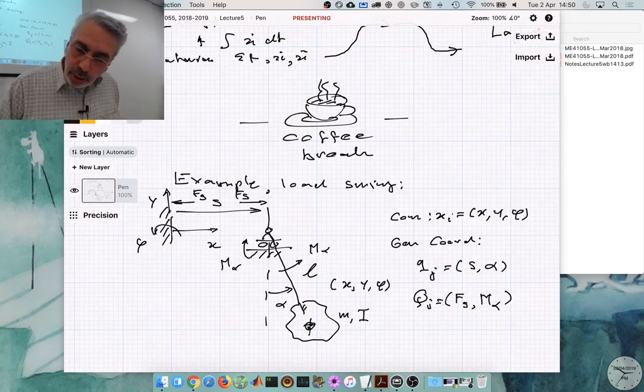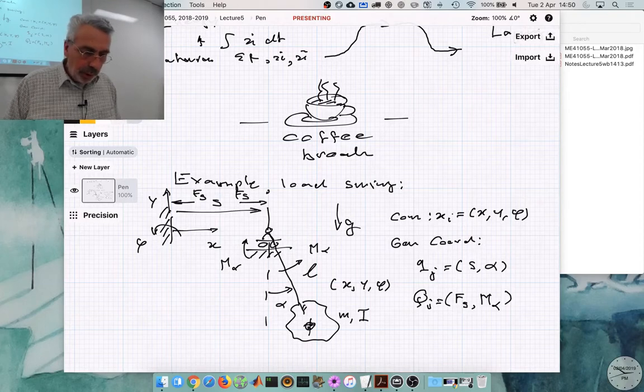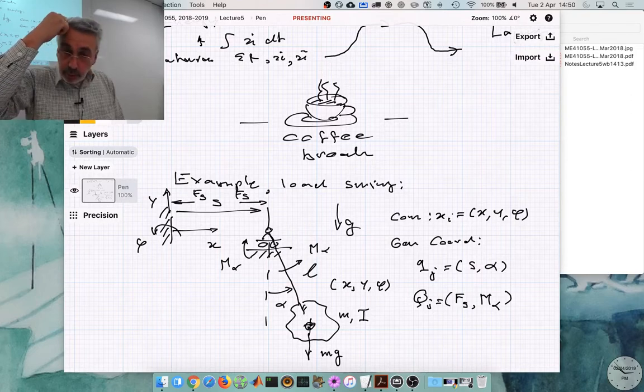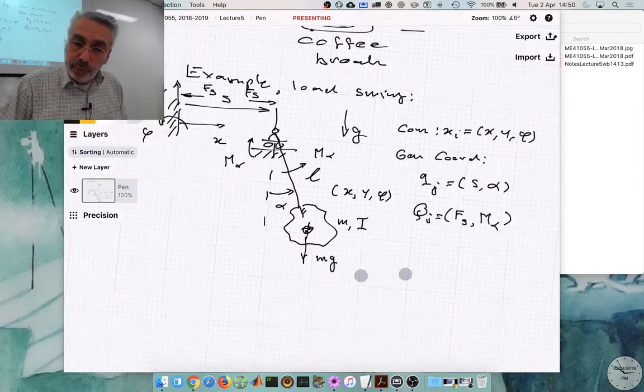Okay, so length L, we have gravity here. What else? We have mass, we have inertia. Yeah, according to Heike, I have to put in this force, mg. Anything else? Are we missing anything? No, I think that's it. Yeah, that's the problem defined.